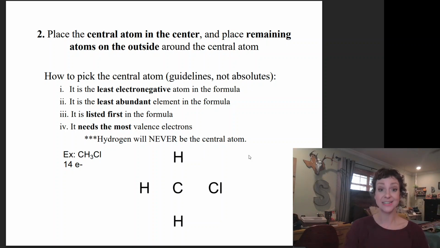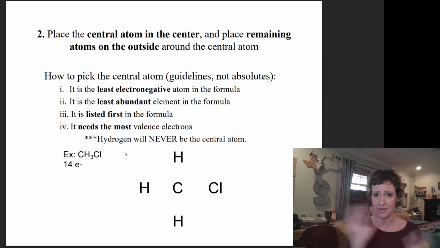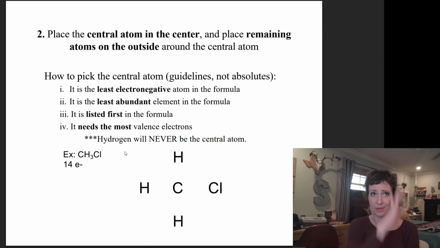I also said it's the least abundant element in the formula. It's maybe listed first, and it needs the most valence electrons. What I mean by that is, hydrogen is never going to be your central atom. He can only make one bond. He only wants 2 valence electrons. So we're going to have to keep those exceptions to the octet rule, specifically with hydrogen, in mind when we are drawing our Lewis dot structure.